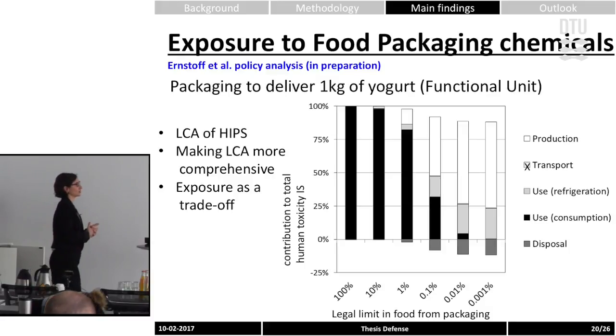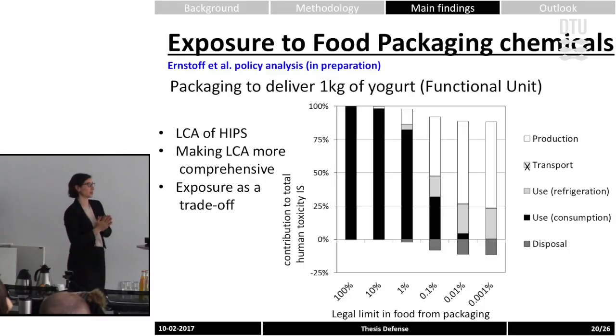On the x-axis are different percentages of the legal limits allowed in food. So this is 100% of the legal limit. So all of these scenarios are safe in terms of regulatory thresholds. The 100% on the left, and then all the way down to 0.001% of the legal limit. And what I want to draw your attention to here is basically the relative contribution of these different bars. So the bar colors correspond to the legend on the right-hand side, where white is production. Transport is actually not shown because in this case it was negligible.